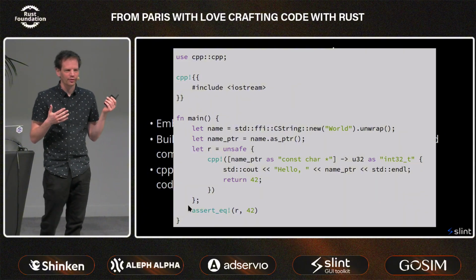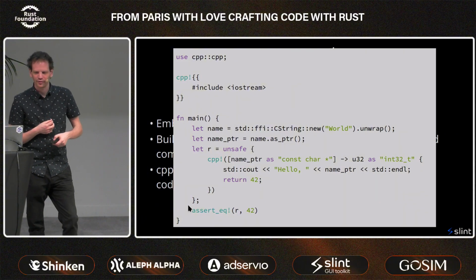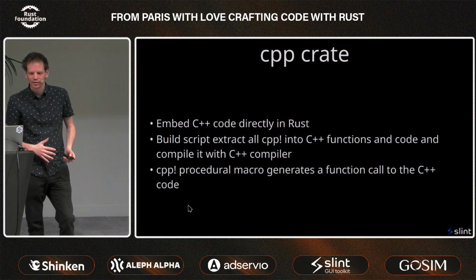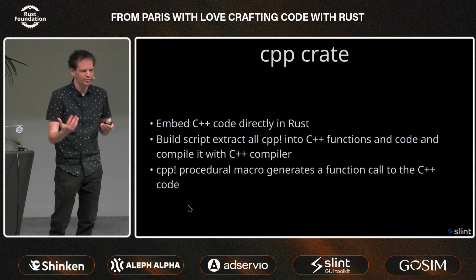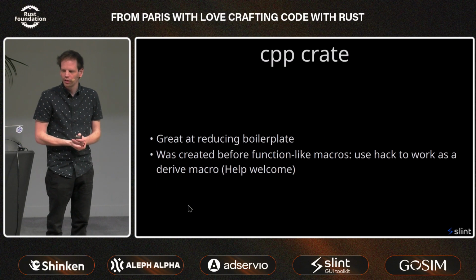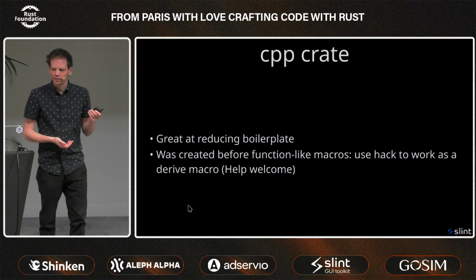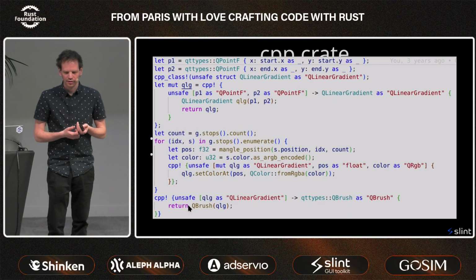So the way this works is that the build.rs will scan this and figure out all the CPP macros and extract the code, put that into a CPP file, let the compiler compile it, so that the CPP macro can then call this generated function. So this is great at reducing the boilerplate. And so for example, here is how we use it in Slint.